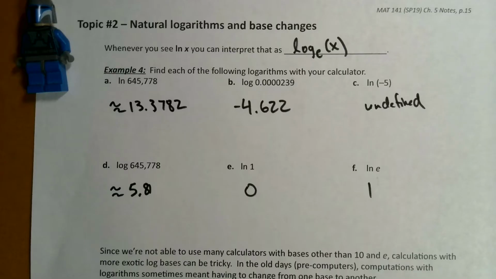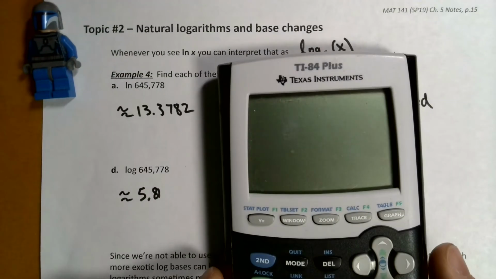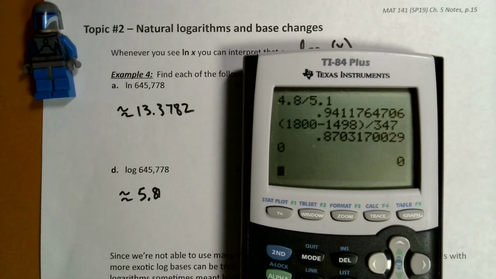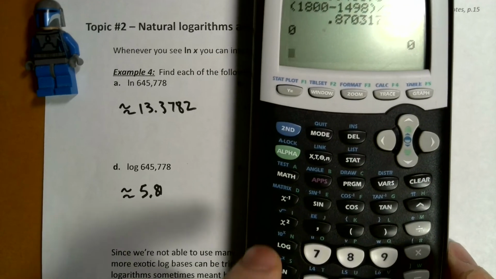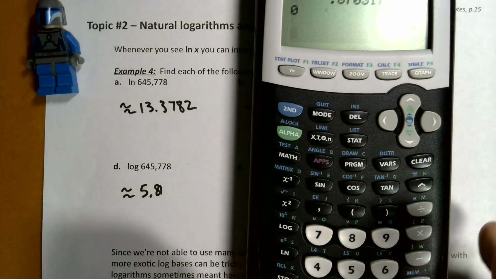So here's what I wrote down for each of those. Not a big deal here. Just make sure you know how to type these things in Desmos or your TI 83, 84 calculators. So if you're doing them in there, you would just type, here's your ln button and here's your log button, and just type in your stuff.